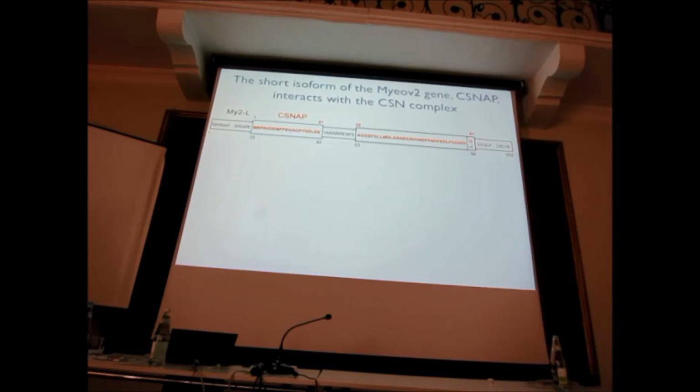However, using mass spectrometry, it is easy to distinguish between the two, because if you do top-down approaches, they have very distinct mass, and if you do bottom-up approaches, due to this insertion in the middle and to the unique glutamine that CSNAP has, again, it is possible to distinguish between them. So far, all our mass spectrometry analysis indicated that only CSNAP is part of the complex and not the longer isoform, which I call MY2L or MYEOV2L.